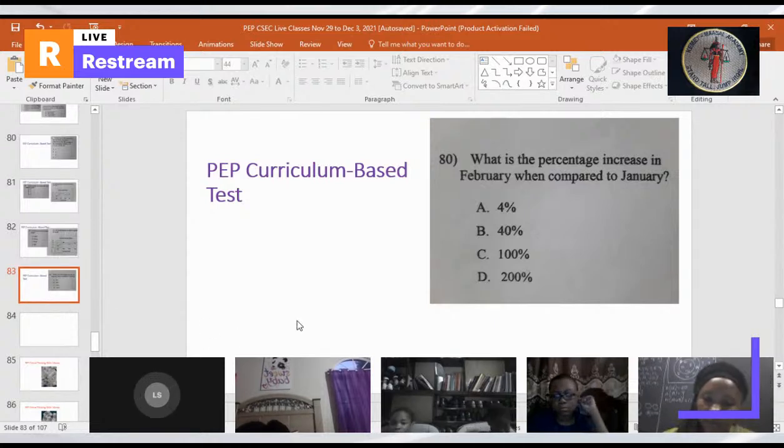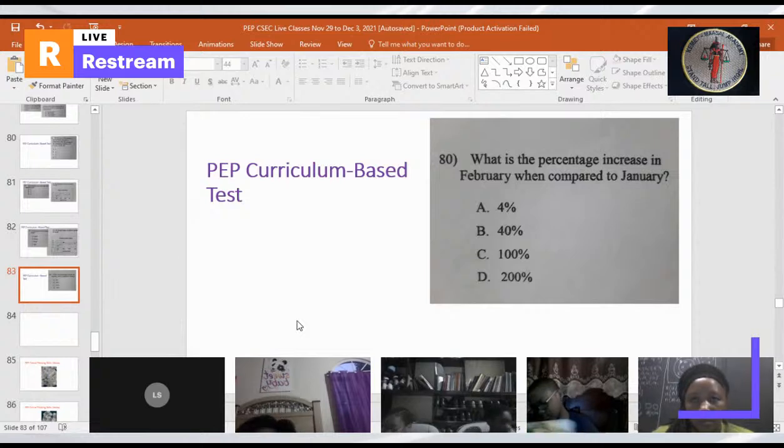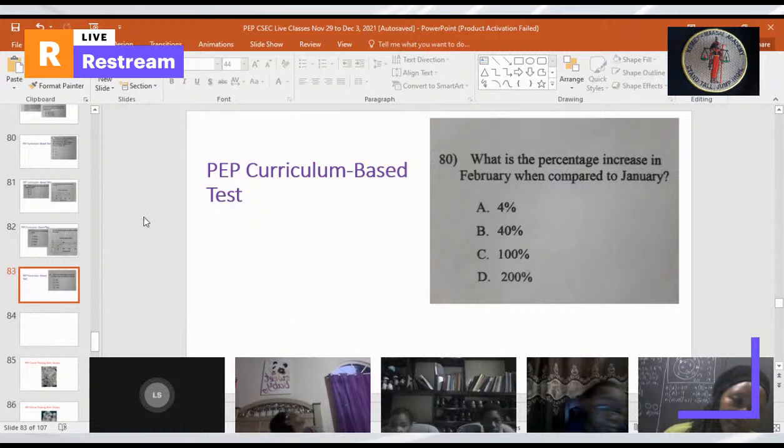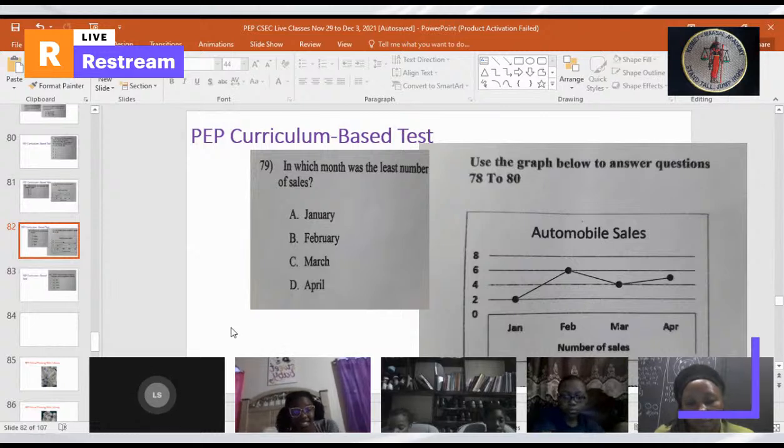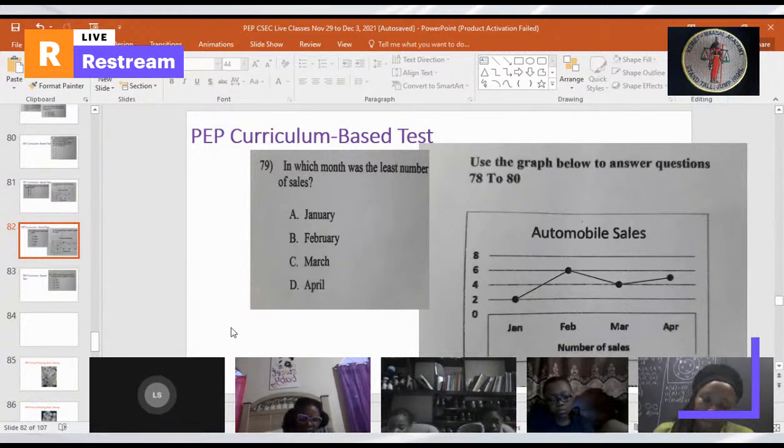Miss, I'm going with A, 4%. How did you get 4%? You have to explain how you get it. You can't just pick it because it looked pretty. Miss, I didn't pick it because it looked pretty. So tell me why you picked it. Because, see, January is at 2 and February is at 6. So you go up by 2, like 2, 4, 6. That's why I picked 4%, miss.